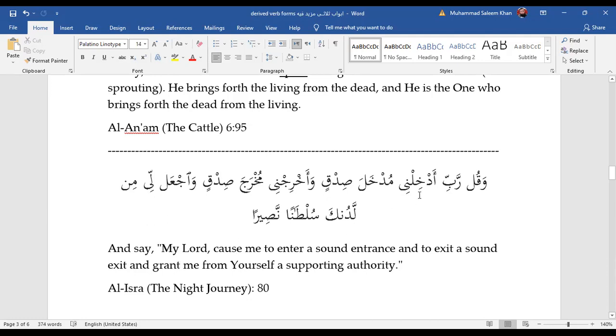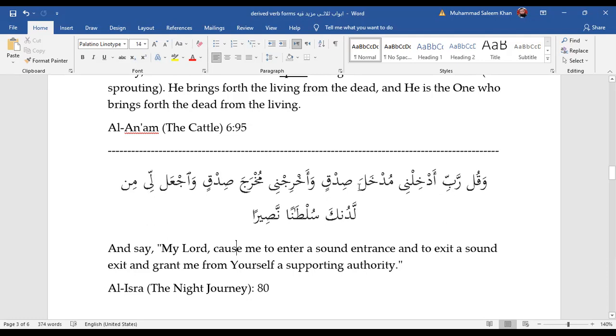Okay. Adkhilni. Adkhil is a command verb. Here we say fi'l du'a because we are making du'a to Allah subhanahu wa ta'ala. It is basically fi'l al-amr, but when we talk about the Quran, we say this is fi'l du'a. Adkhil: you enter. Ni is maf'ul bihi, me. You cause me to enter. Adkhilni. Mudkhala.